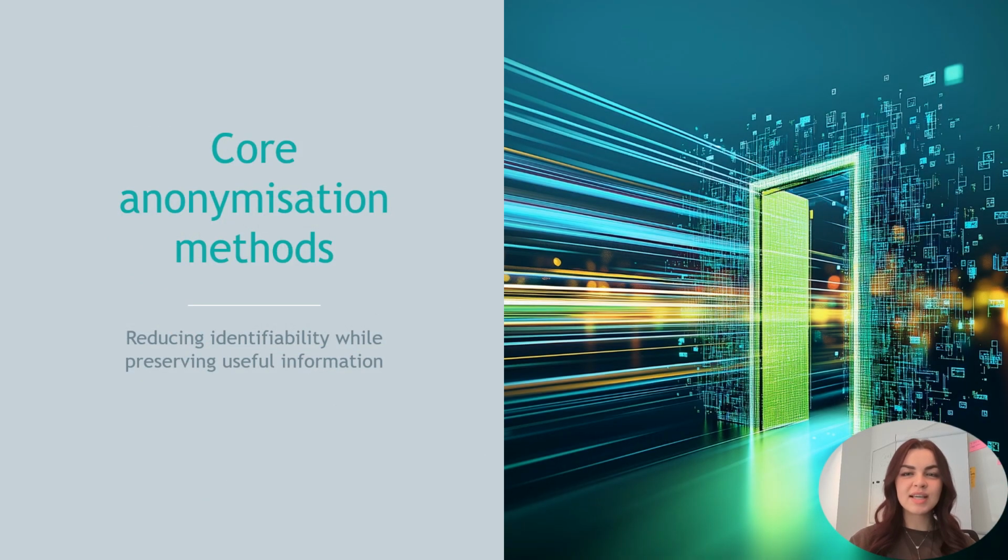Anonymization is not one single technique. It is a set of methods and decisions that reduce the chance that individuals can be identified. Different datasets need different approaches. The right method depends on the data, the context, the publication purpose, and the remaining risk. The first group of methods is simple in concept, but very important in practice.